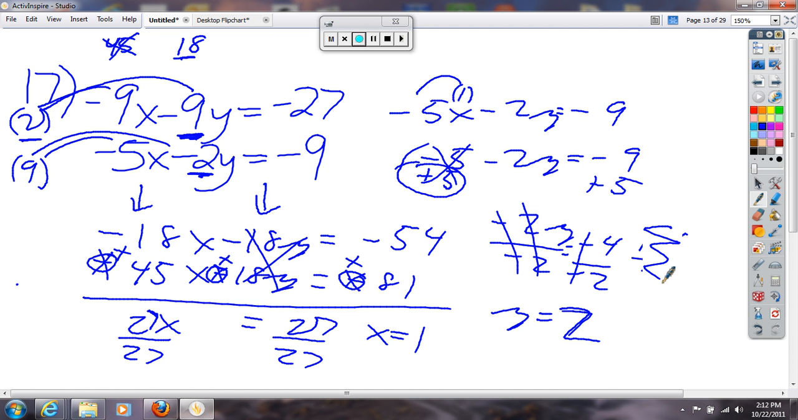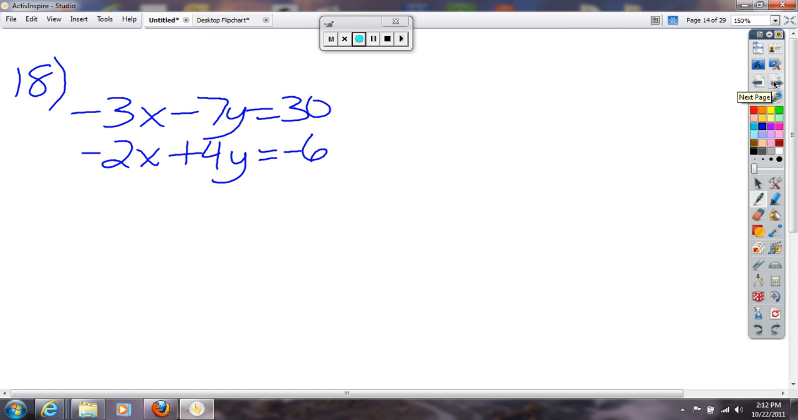Okay, so what do I have? X is 1, and y is 2. And I have my answer. That's number 17. One more elimination problem. 18. I want the same number, different signs. Well, I don't have the same numbers. Now I have different signs with the y's. So I can do those, or I can do the 3 and 2, whichever way you want to do it.